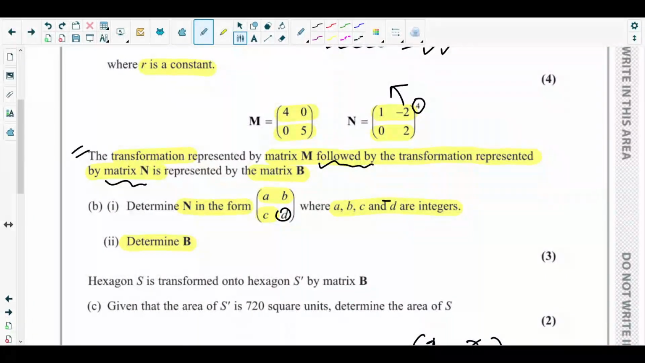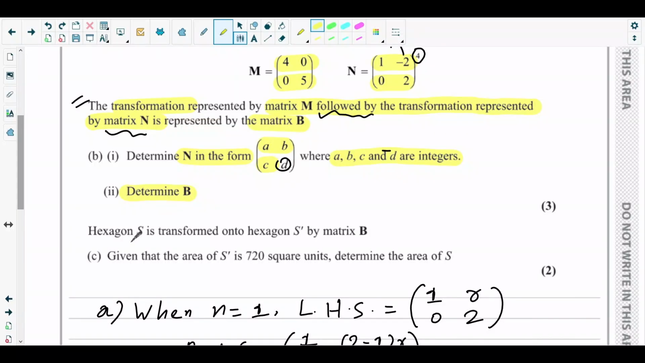Fine. Next is part C. Here the question says hexagon S is transformed onto hexagon S prime by matrix B. Given that the area of S prime, the area of the hexagon after being transformed, is 720 square units, determine the area of S. We have to find out the area of the original hexagon.